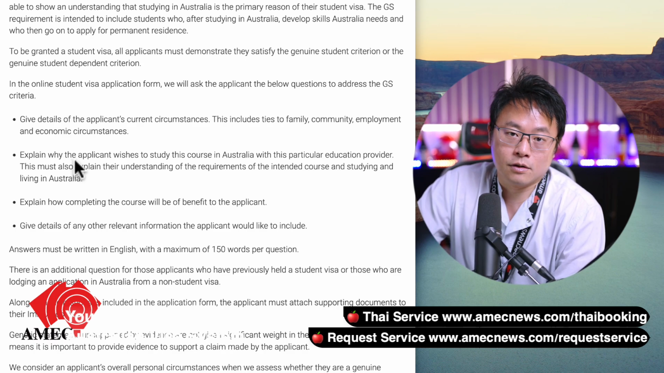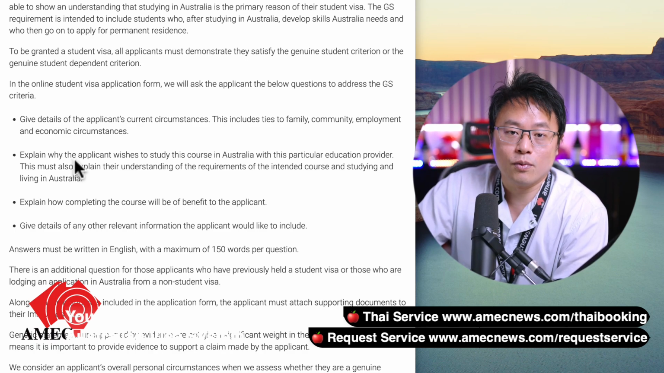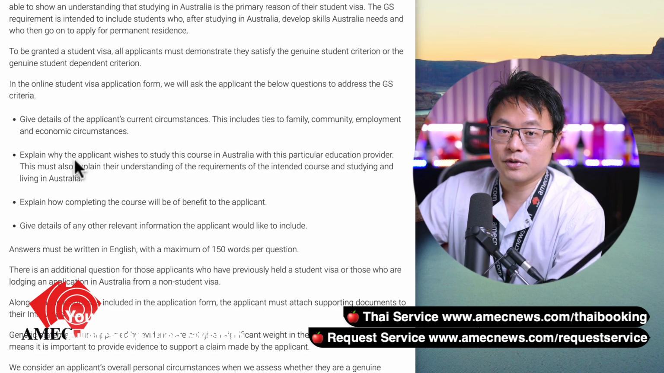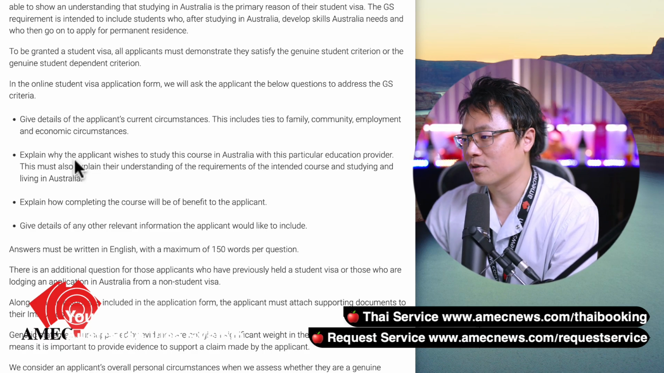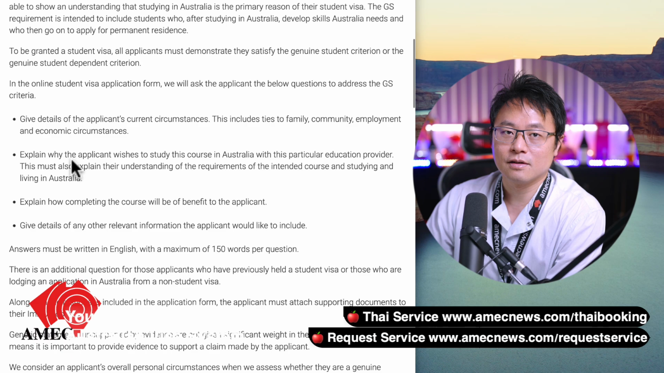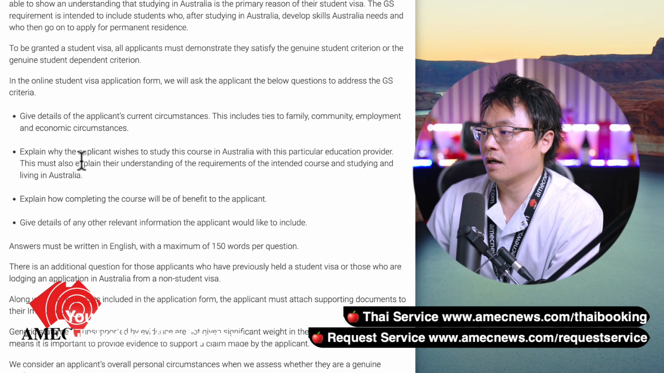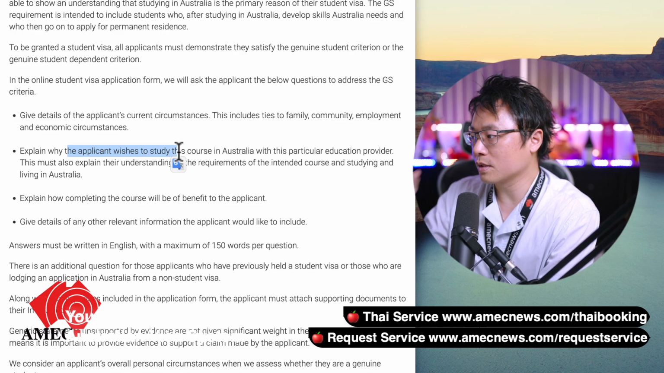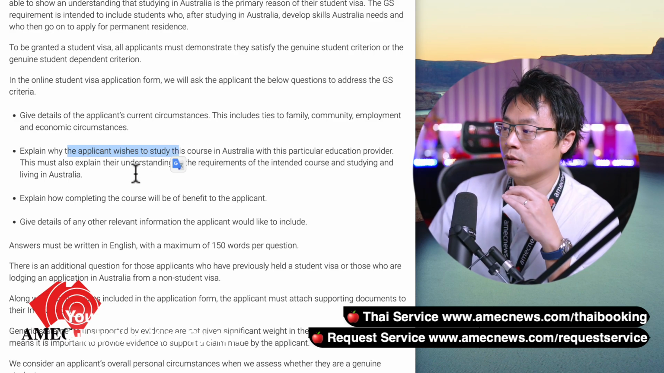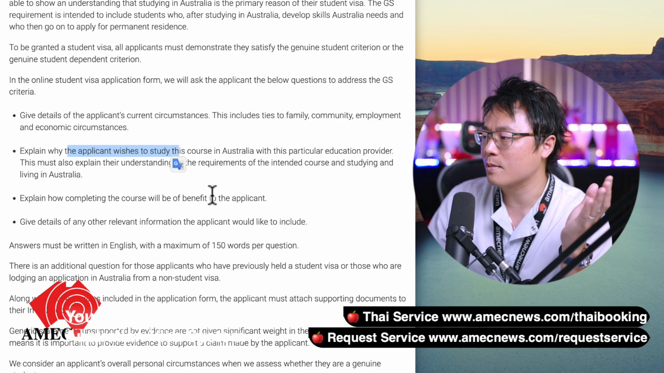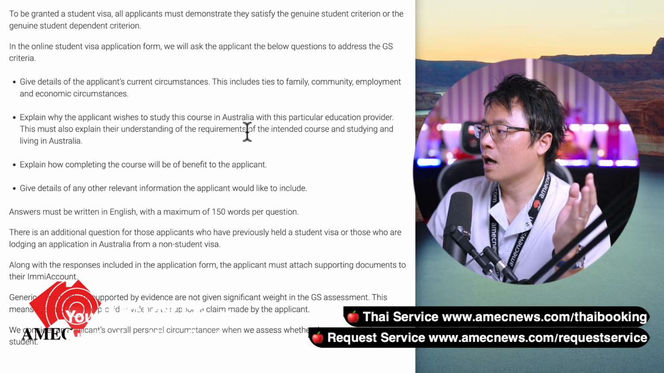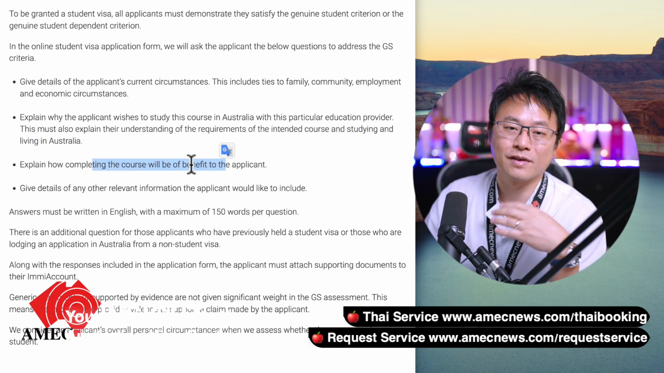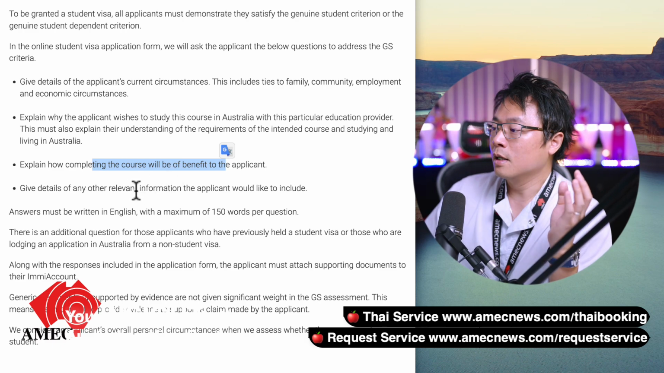So definitely, hopefully they won't relate a visa applicant's economic circumstances to another country. You see, I believe that was an error they made previously. Second, explain why the applicant wishes to apply for the course. So why are they planning for the course, and what is the future? This is all the same as the previous GTE, the intended course of study and living in Australia. Third, explain how completing the course will benefit the applicant, so their future, their career, opportunity.